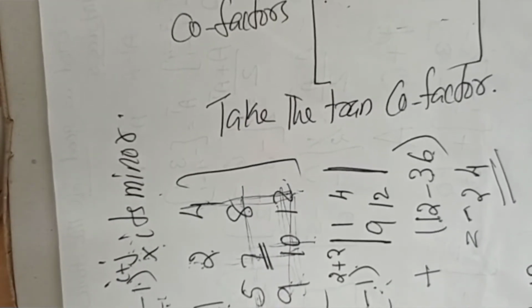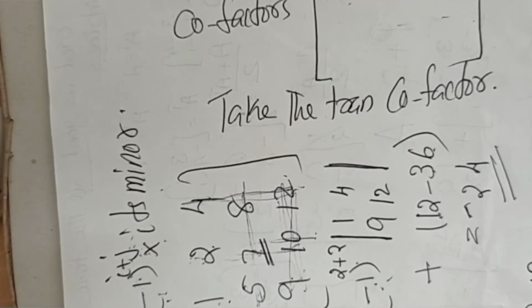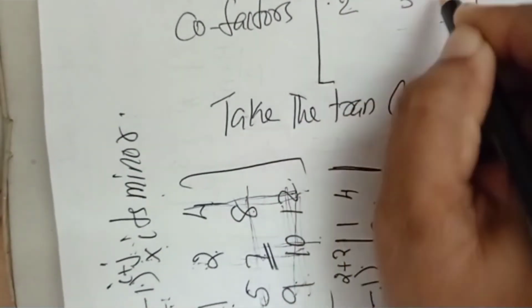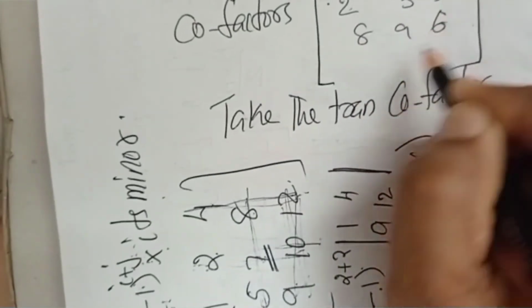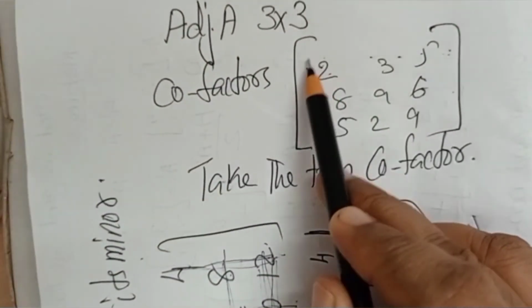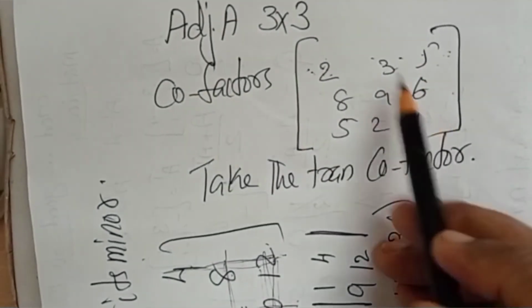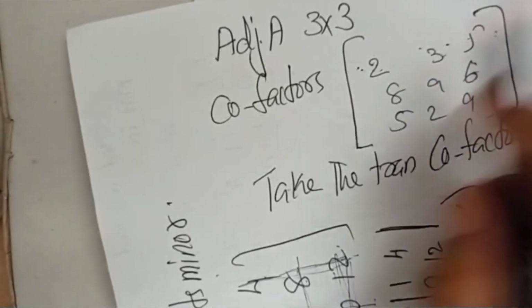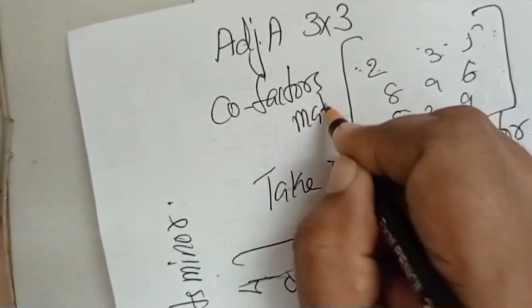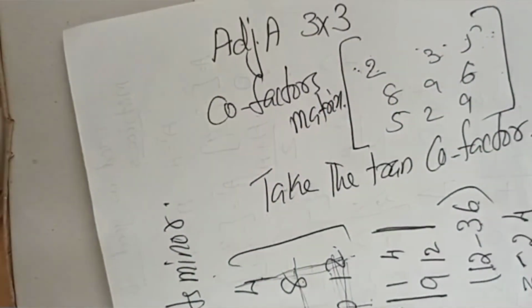First, you have to find the cofactor of each element. Suppose the answer is 2, 3, 5, 8, 9, 6, 5, 2, 9, after applying the formula minus 1 raised to i plus j into its minor for each element. Then you find the cofactor matrix. This is the cofactor matrix, not directly the adjoint of A.